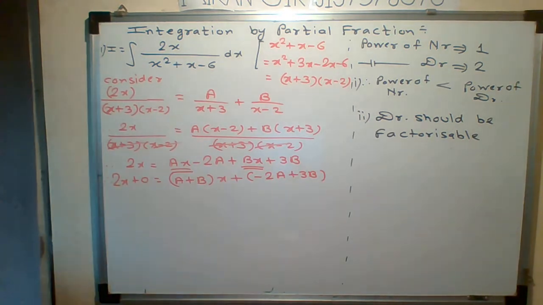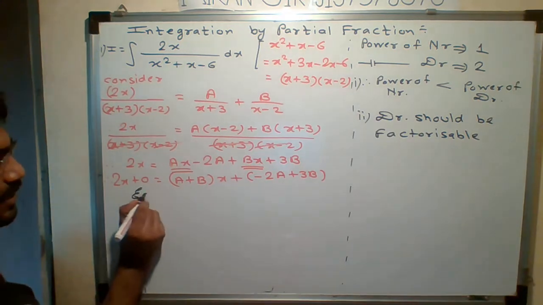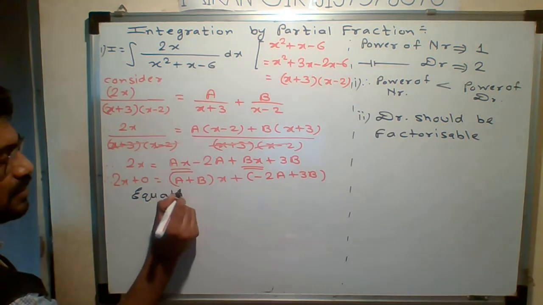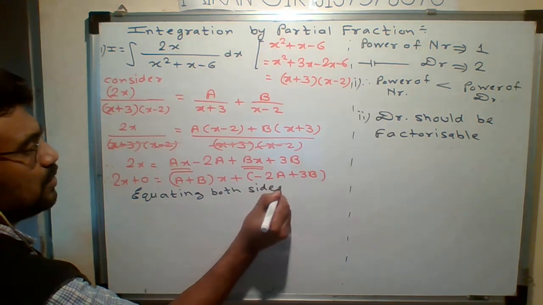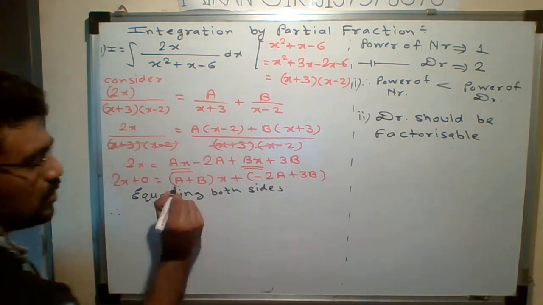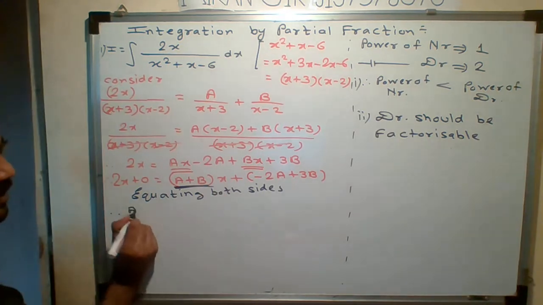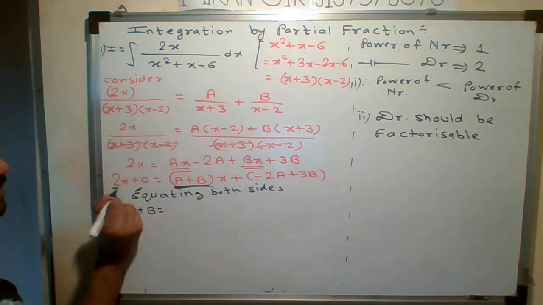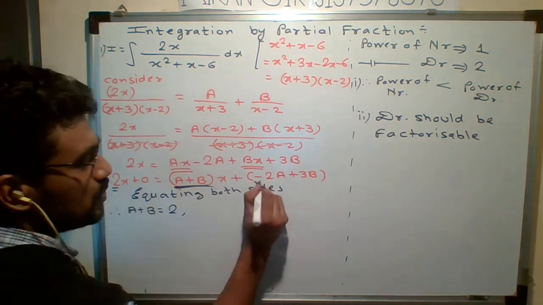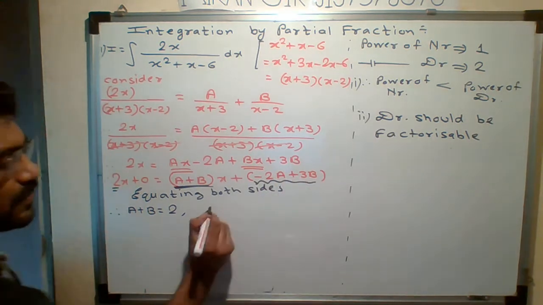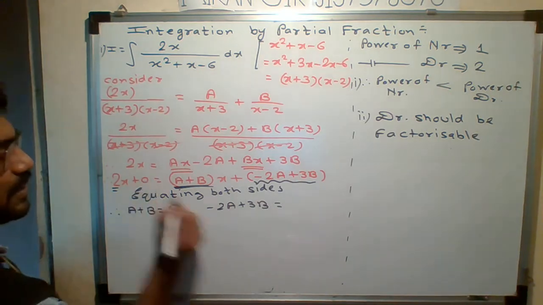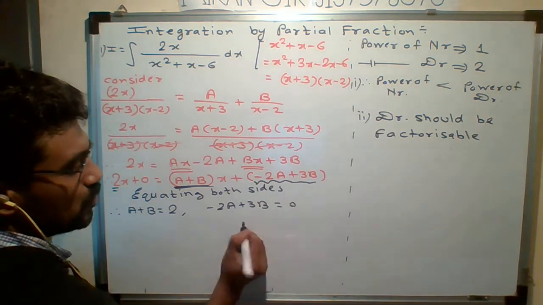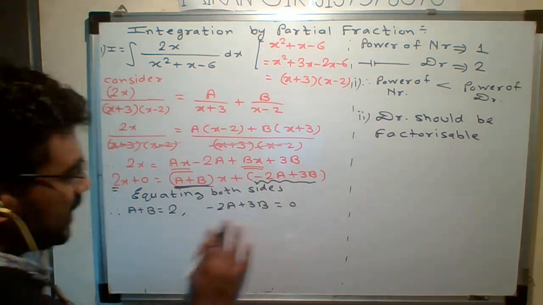After that I am going to equate both sides. If I equate, what is the coefficient of x? a plus b. What is the coefficient of x on the other side? 2. What is the constant term? Minus 2a plus 3b. And what is the constant term on the left-hand side? 0. So you can see this gives us equations.